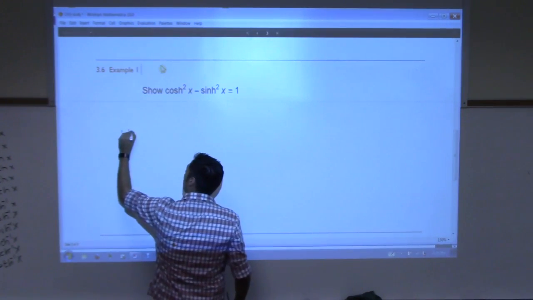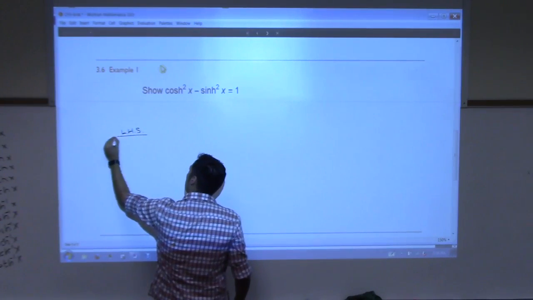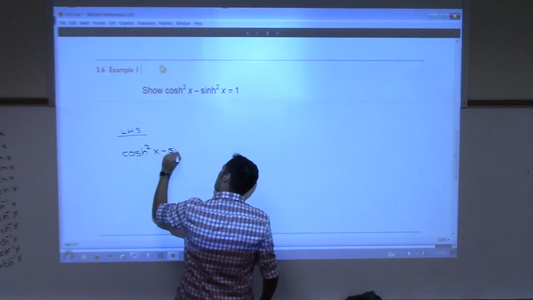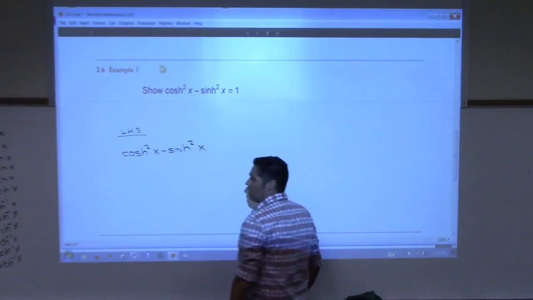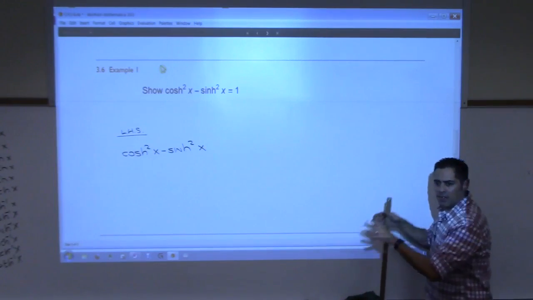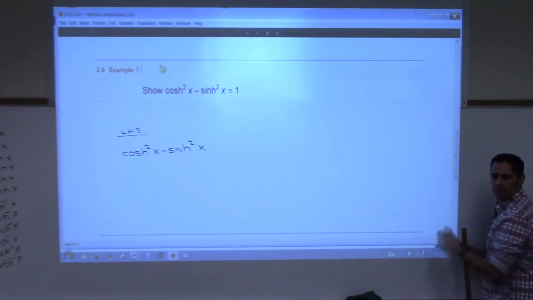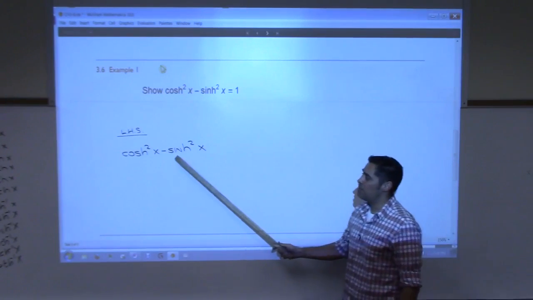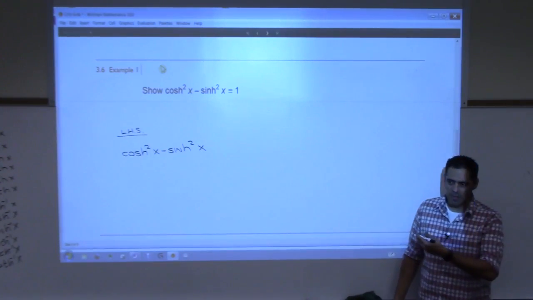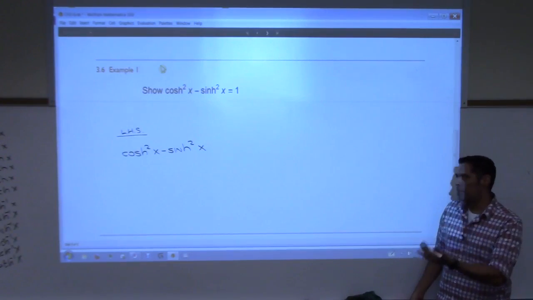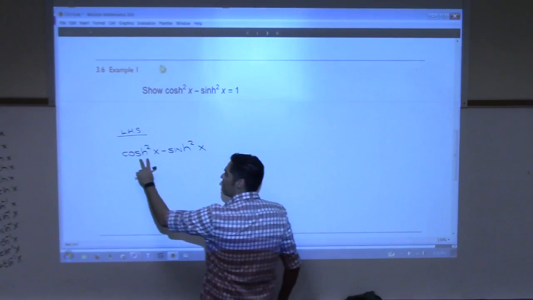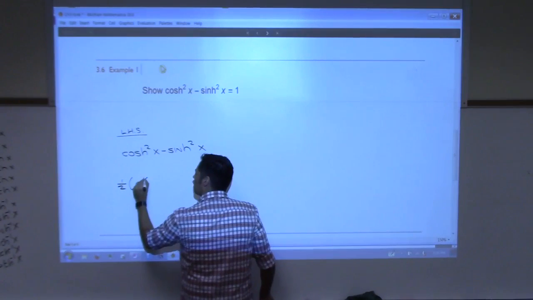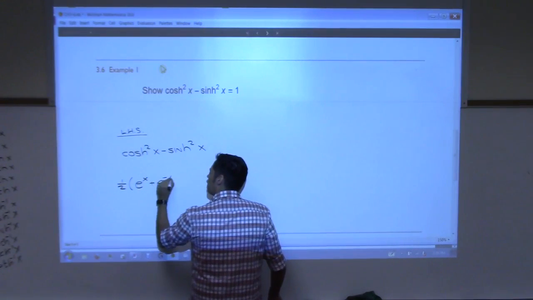I'm going to write LHS, which stands for left-hand side. I'm going to write down the left-hand side, and my goal here is to work with that and eventually get 1. The only thing I know about cosine hyperbolic x and sine hyperbolic x is their definitions that were presented in the beginning of class with the e's, right? So I'm going to just start writing them down. Cosine hyperbolic x was 1/2 times e to the x plus e to the negative x.